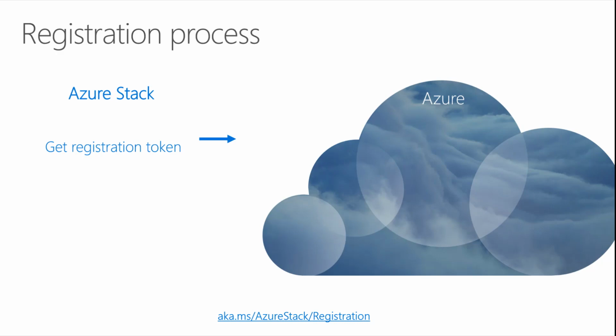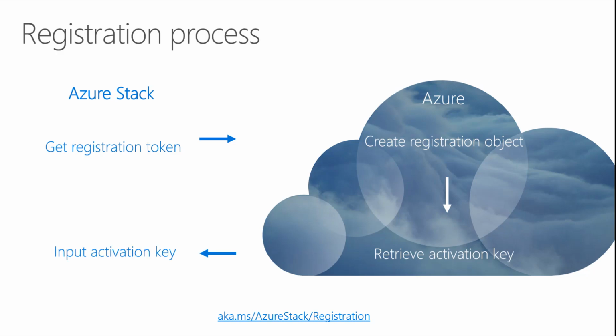So as we said, registering Azure Stack with Azure allows you to download marketplace items from Azure and to set up commerce data reporting back. Once you register Azure Stack, usage is reported to Azure Commerce, and you can see it under the Azure Billing Subscription ID used for registration. So in Azure Stack, you get a registration token. In Azure, it creates a registration object. Then it retrieves an activation key, and that activation key is put into Azure Stack.